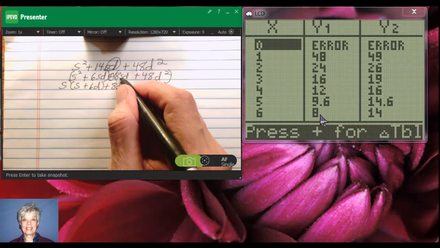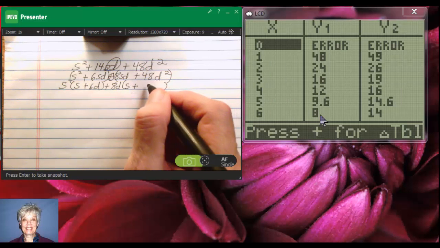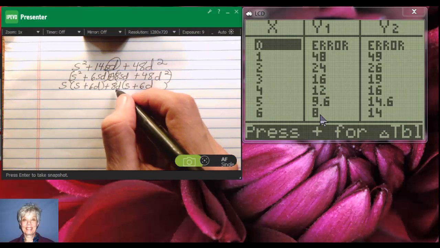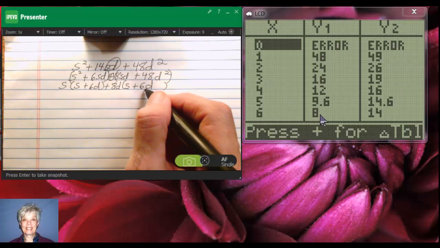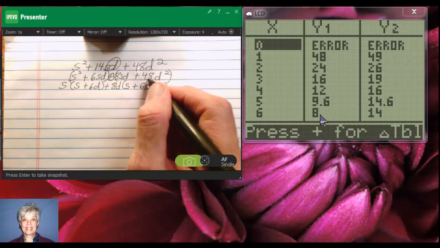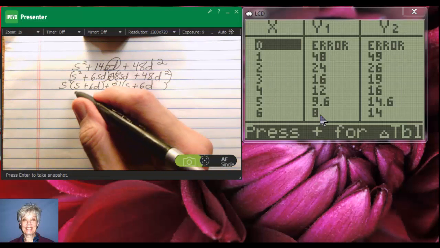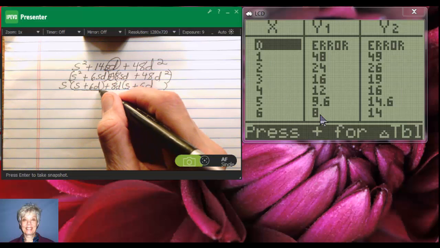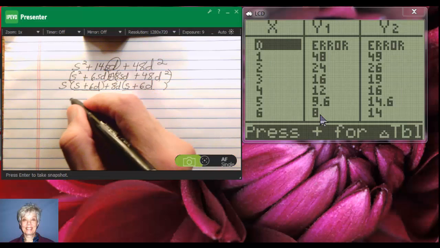and I'll be left with an S plus 6D. 8D times S is 8SD. 8D times 6D will be 48D squared. Okay, now notice that we have S plus 6D and S plus 6D. That now is the GCF, so I write it down once.